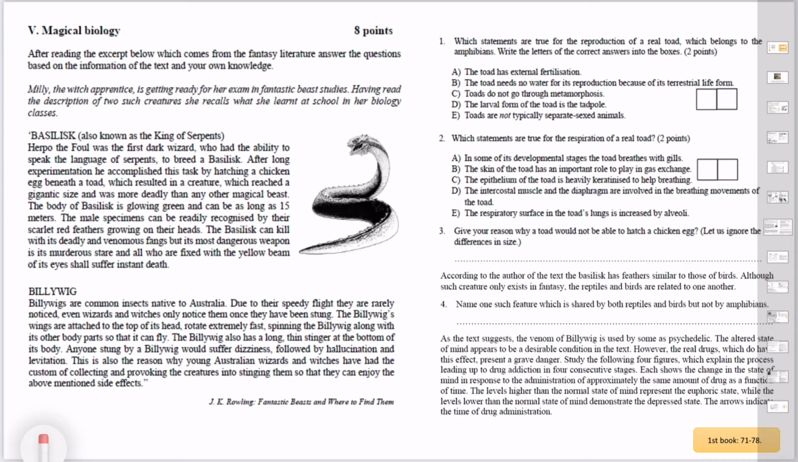The billywig also has a long, thin stinger at the bottom of its body. Anyone stung by a billywig would suffer dizziness followed by hallucination and levitation. This is also the reason why young Australian wizards and witches have had the custom of collecting and provoking the creatures into stinging them so that they can enjoy the above-mentioned side effects.